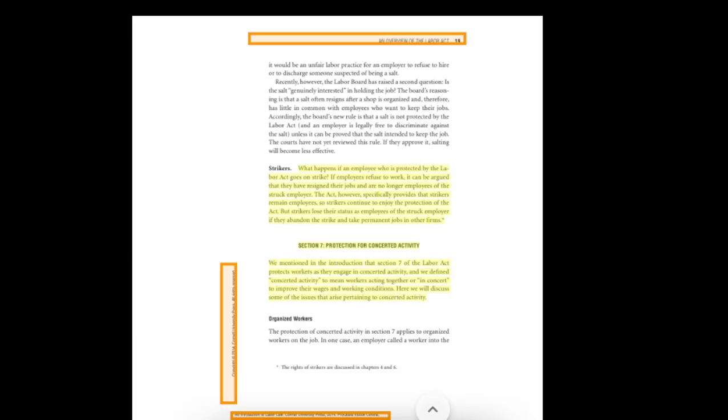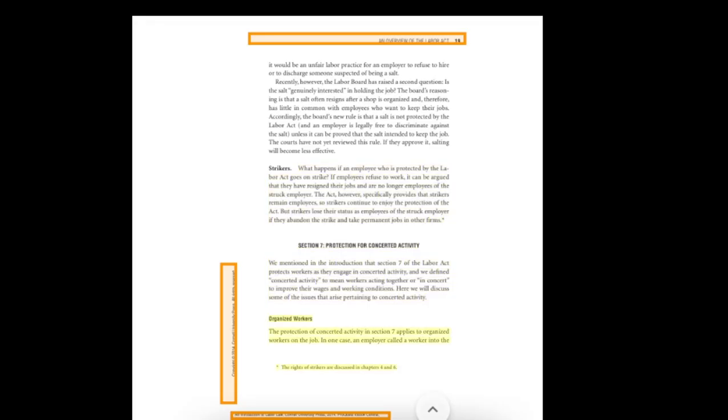Section 7. Protection for concerted activity. We mentioned in the introduction that Section 7 of the Labor Act protects workers as they engage in concerted activity, and we define concerted activity to mean workers acting together, in concert, to improve their wages and working conditions. Here we will discuss some of the issues that arise pertaining to concerted activity.